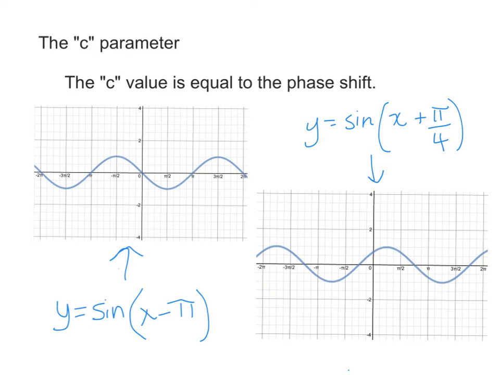Next one that we're going to look at is the C parameter. The C value is equal to the phase shift. And if you remember, that's the number that's subtracted from the x or the theta. We usually call it a horizontal translation. But the thing about a sine or a cosine function is that it's cyclical. It keeps going over and over, doing the same thing over again.